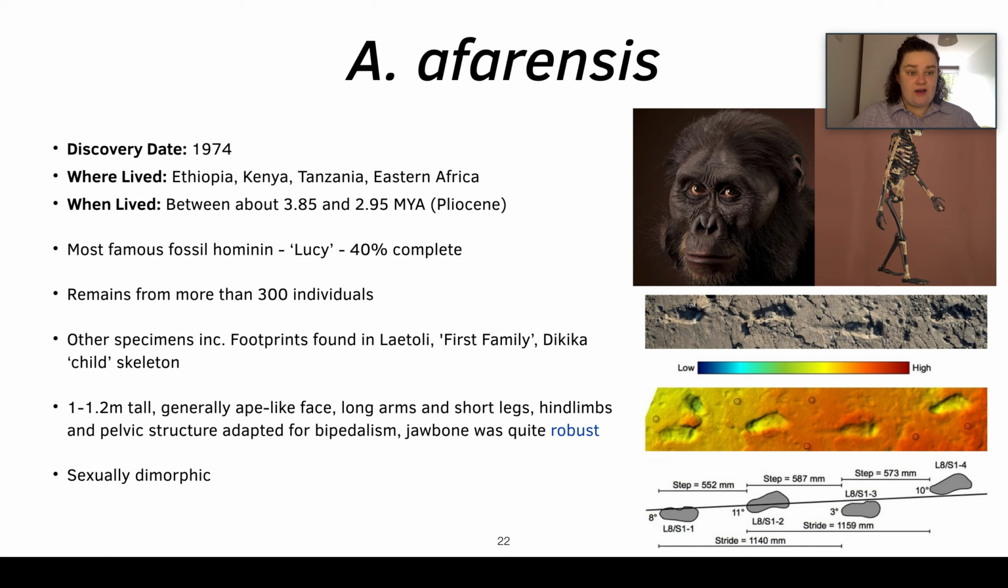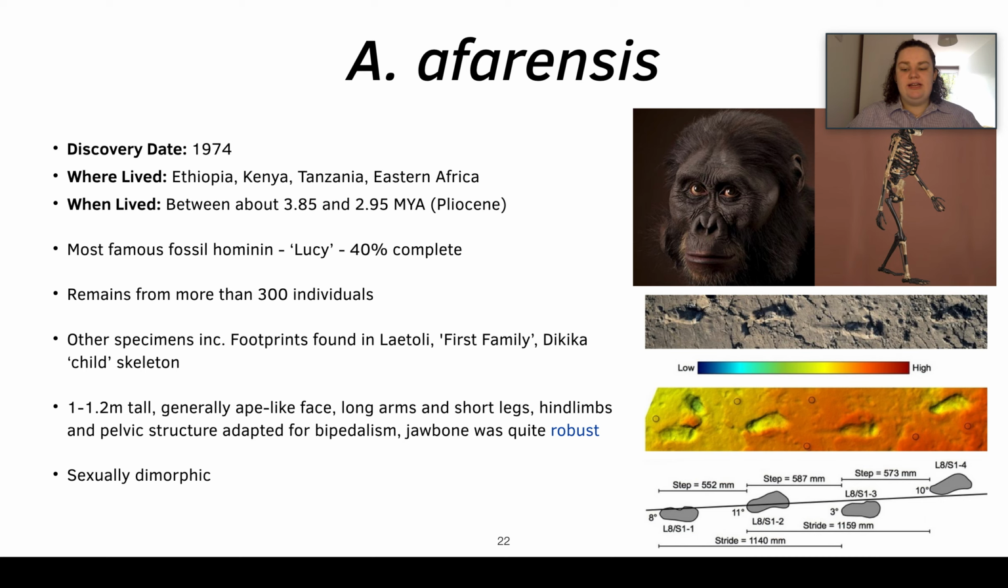There's also the first family, which is a group of Australopithecus all found in association with each other, all within one depositional layer, and it's thought that they all died together. And then we also have the Dikika child skeleton. We've been able to measure from Lucy that they were around 1 to 1.2 metres tall.